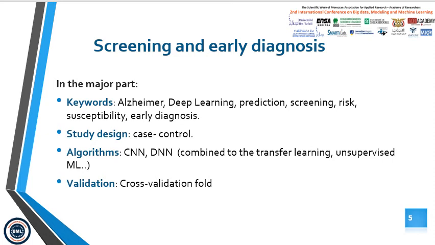Separating people with dementia from those without dementia might be easier by adapting deep learning techniques to patient data. To explore this further, we used the following keywords: Alzheimer, deep learning, prediction, screening, risk, susceptibility, and early diagnosis. Most of the studies we found use the case control study design, convolutional neural network as an algorithm, either simple or combined with another machine learning algorithm such as transfer learning or unsupervised types, and they adapted especially by cross-validation.